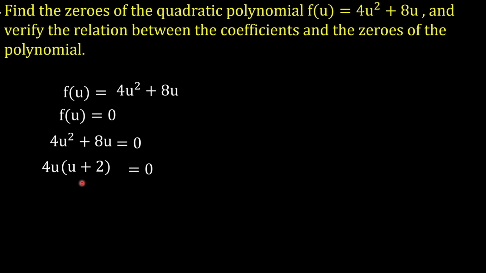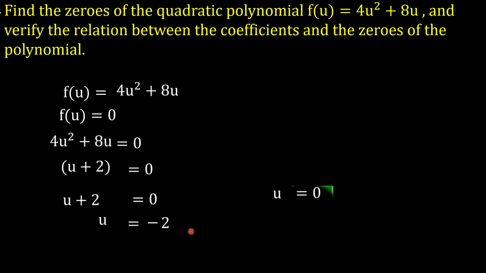First, 4u = 0. That gives u = 0/4. Bring this 4 to the right side. It becomes 0/4. 0/4 is equal to 0. Next, u + 2 = 0. Moving this +2 to the right side, it becomes -2. So, u = -2.